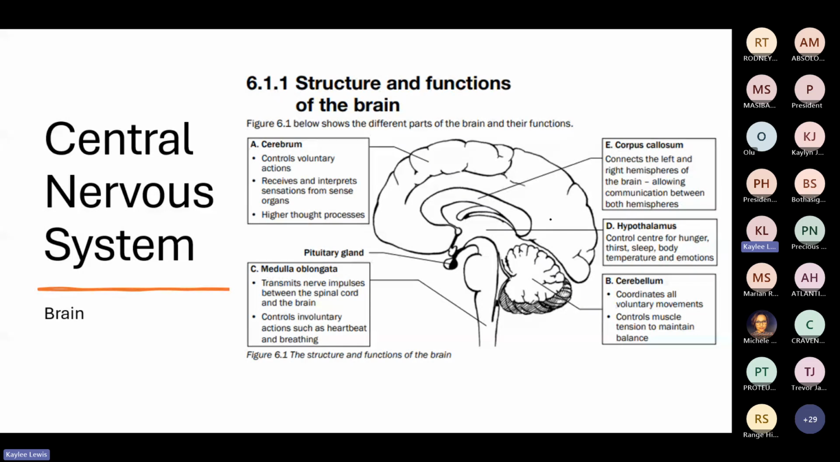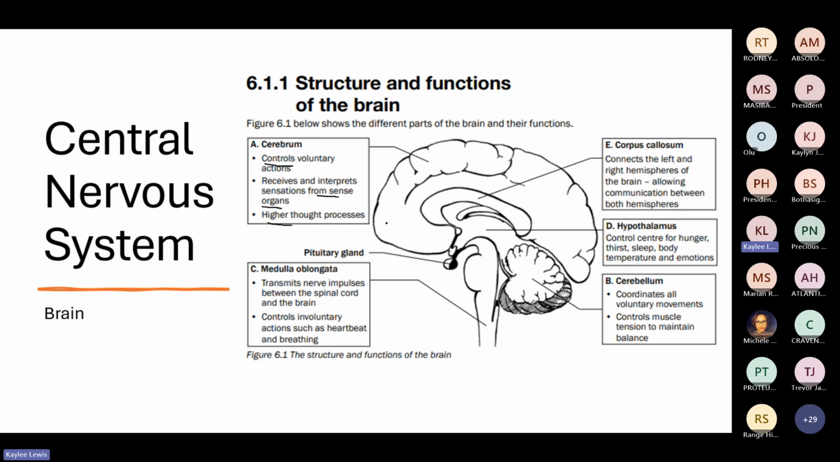So if we look at the brain structure, you have the cerebrum, which is making up the bulk of the brain. And remember, it controls voluntary actions. It receives and interprets sensations from sense organs. So sometimes they might want to ask you, where is sound interpreted? Now remember, sound forms part of your sense organs, comes from your ears. So that's why it'll be the cerebrum. And then it's also involved in higher thought processes, which is your intelligence as well as memory.